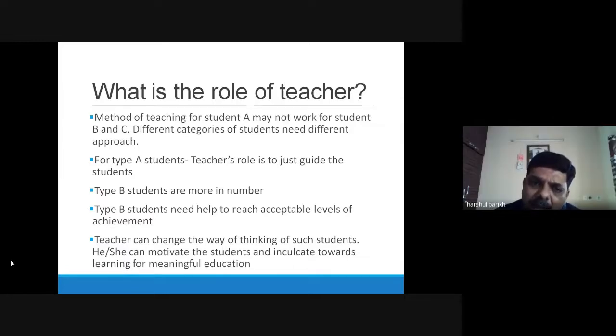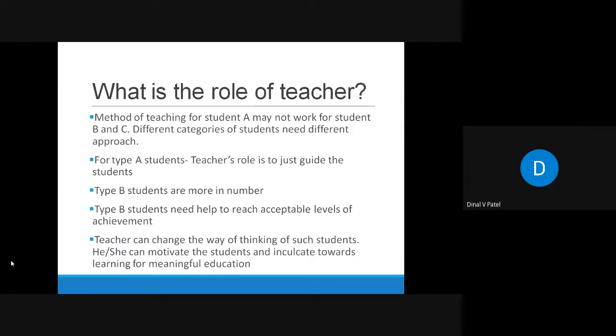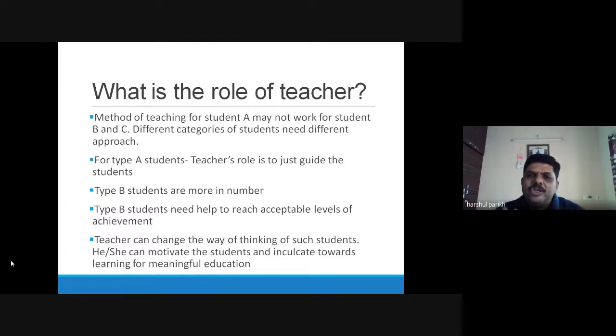So for type A students, the teacher's role is to just guide, just push that student, because they are well oriented, goal oriented, academically oriented. They will learn.